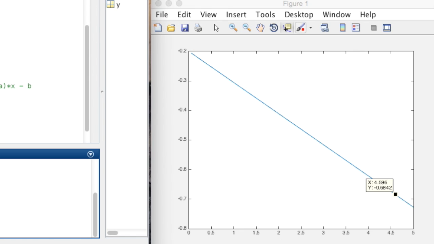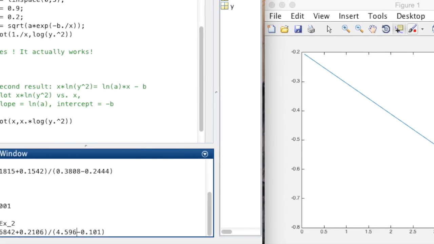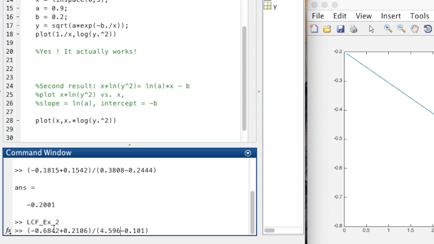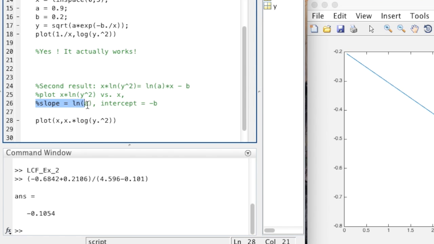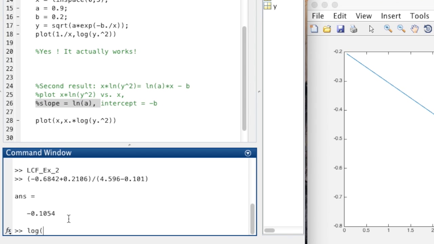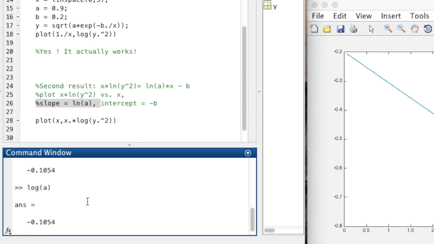So y2, negative 0.6842, and our x2, 4.596. Alright, so this right here is y2 minus y1 over x2 minus x1, which will give us the slope of the line, which is negative 0.1 approximately, and we said that the slope would be natural log of a, which, once again, is exactly right.